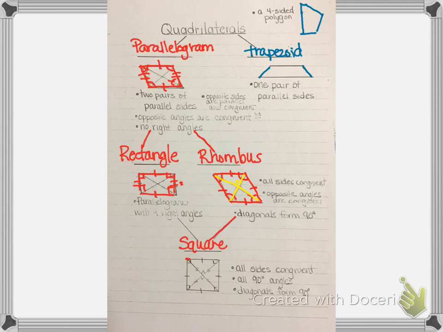A square is a rhombus and a rectangle combined. It's a parallelogram because it has opposite sides parallel and congruent, but it also has four congruent sides like a rhombus, and it has four right angles like a rectangle. So when we look at the diagonals of a square, we'll see that they also form right angles.